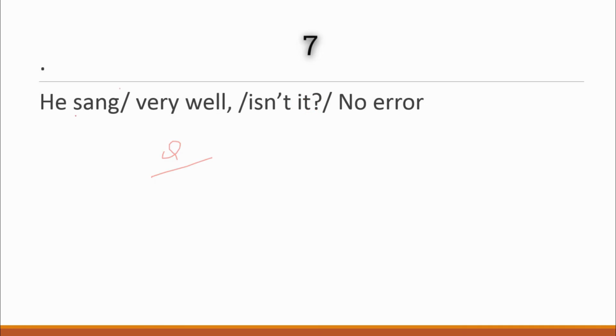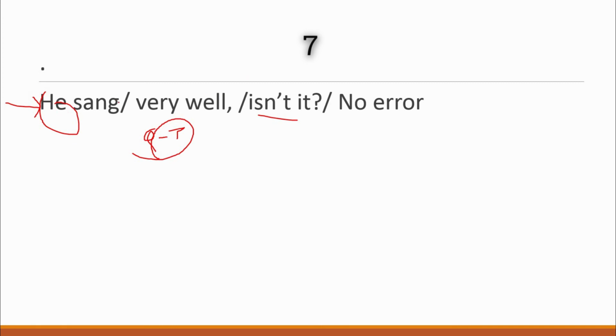Now the next sentence is, he sang very well, isn't it? Now this is an error related to very commonly asked question tags. Now these kinds of question tag errors have few rules, after which I don't think you would find this kind of error very difficult to find out. He sang very well, didn't he? What is the subject in this sentence? He. And thus the question tag will have something that is opposite.